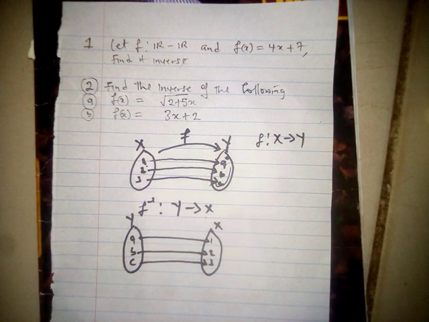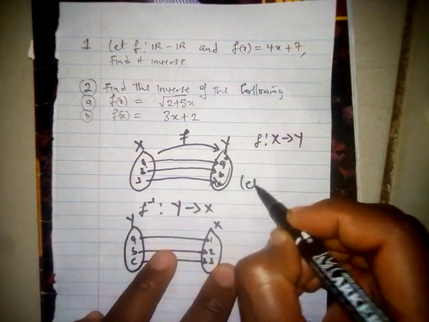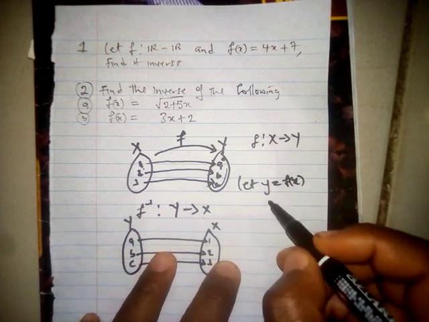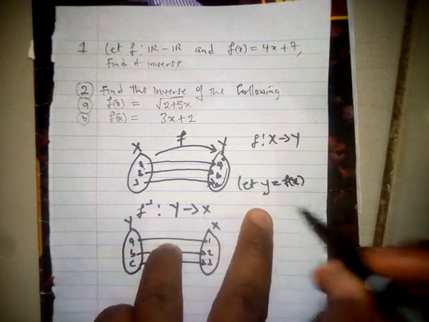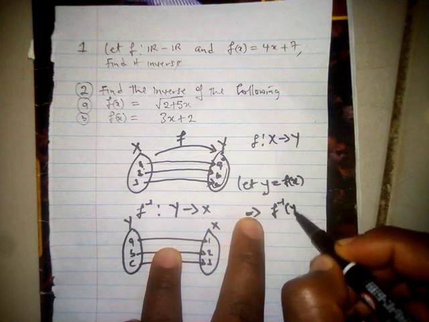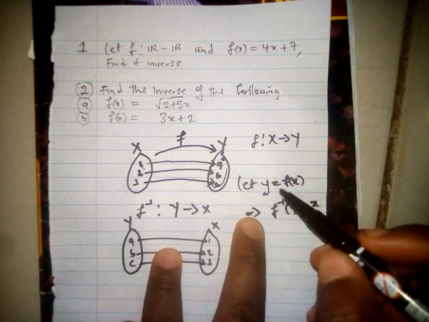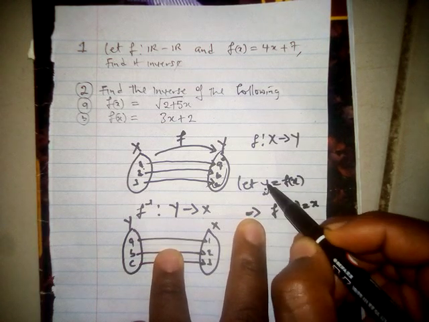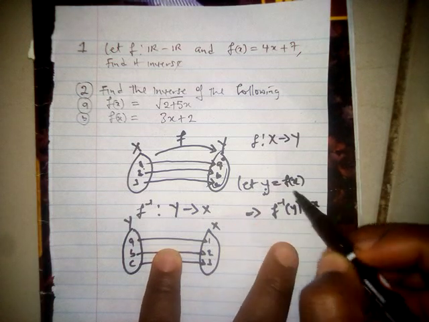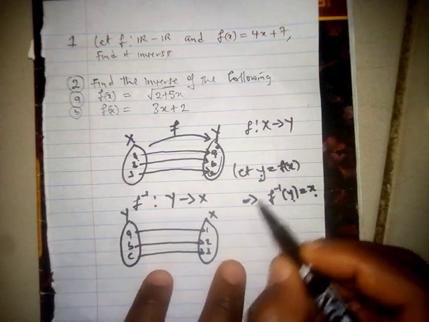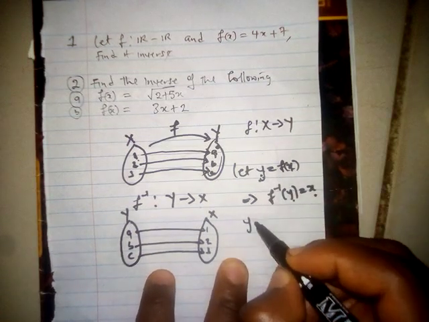So we now find the inverse of this function. Now let y equal f of x. If y is equal to f of x, this implies that f inverse of y is equal to x. All I did was take the f to the other side, and taking f to the other side you have f inverse. So f inverse of y will be equal to x.